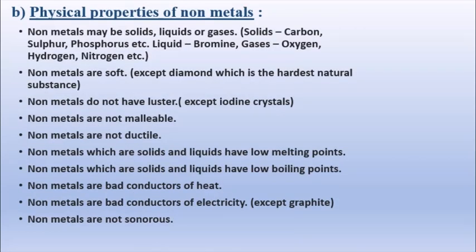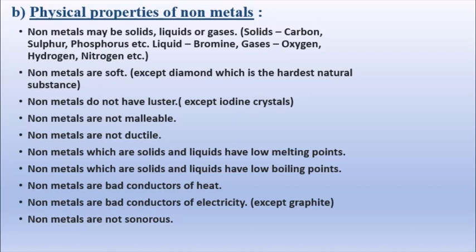Let us now talk about the physical properties of non-metals. Now, we know that non-metals are not only solid, but they can be liquid also, and they can be present in the form of gases also. So non-metals can exist in all three forms: solid, liquid and gas. If we talk about solids, there is sulfur, phosphorus, and carbon, so all these are solid.